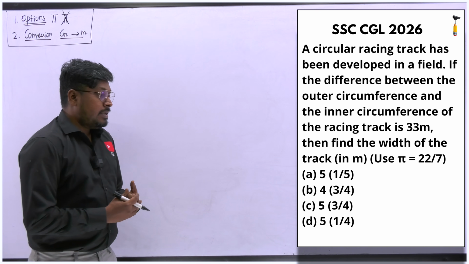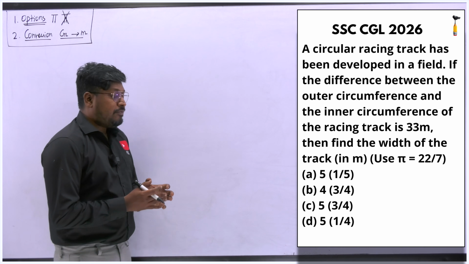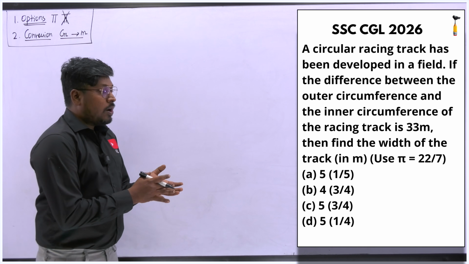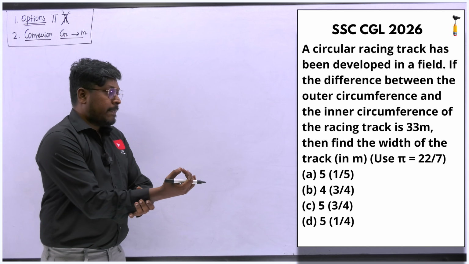Seventh question. A circular racing track has been developed in a field. If the difference between the outer circumference and the inner circumference of the racing track is 33 meter, find the width of the track.